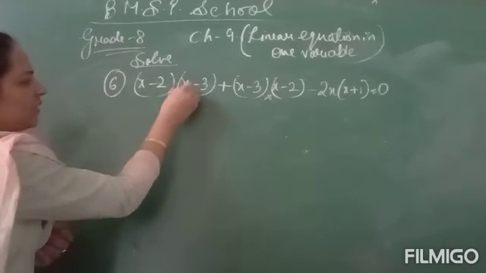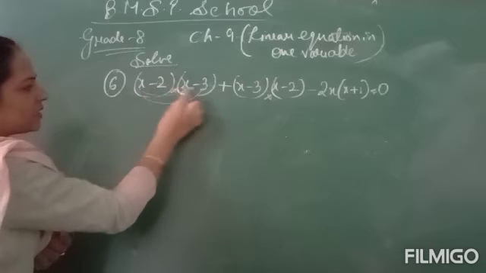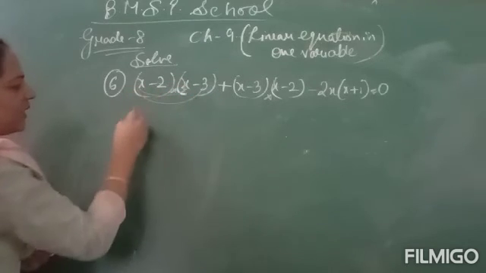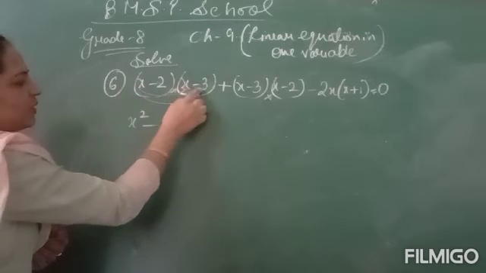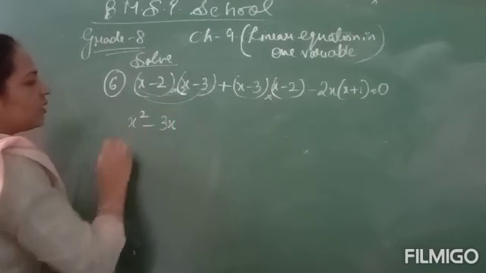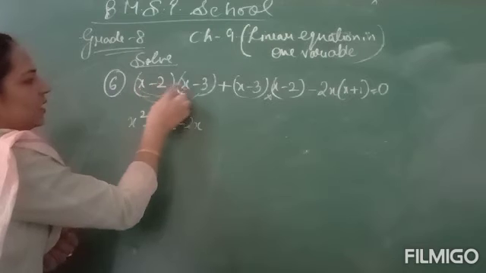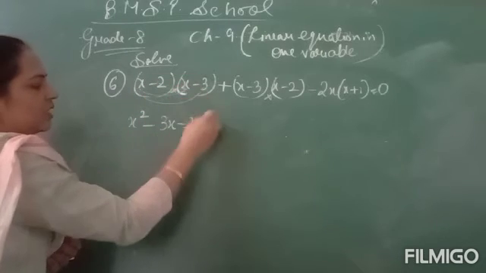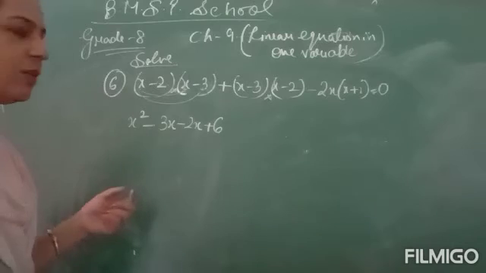Now x multiplies both terms. Firstly multiply x by x, then x by 3. x multiplied by x is x square. The next sign is minus, x multiplied by 3 is 3x. Now 2 multiplied by x is minus 2x. Minus minus is plus, 3 2s are 6. This is the way of multiplication.